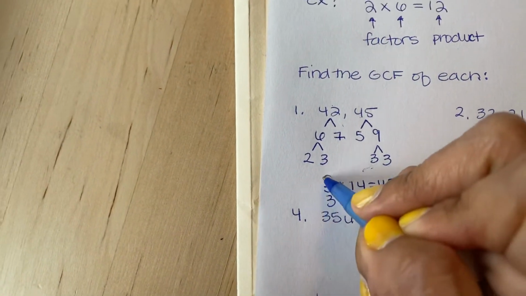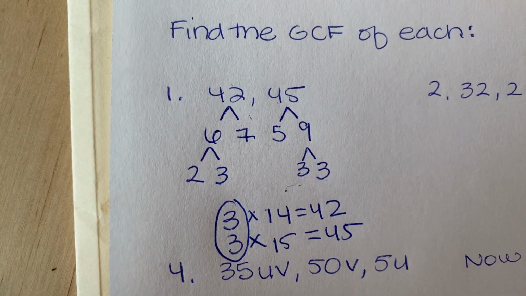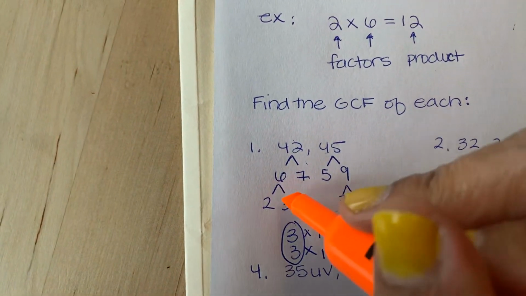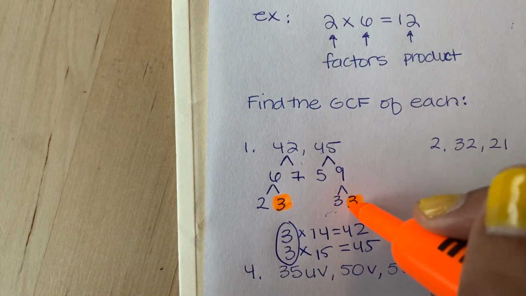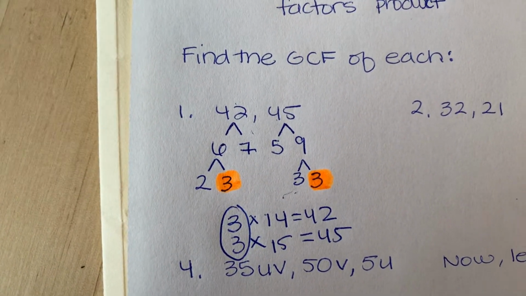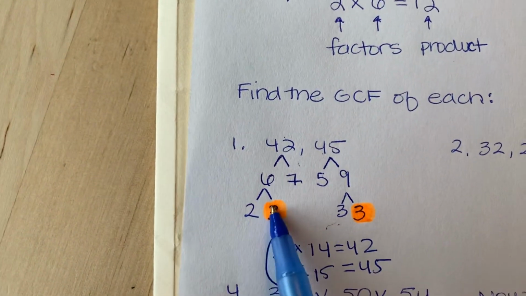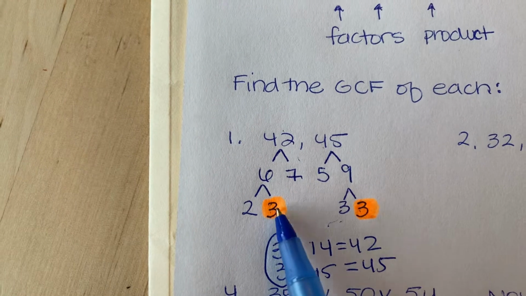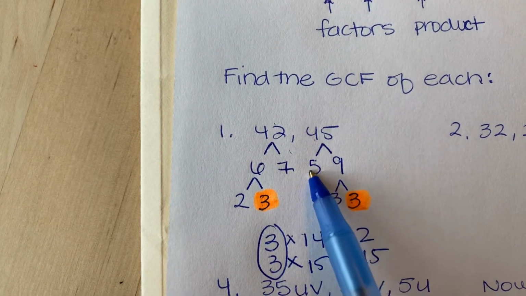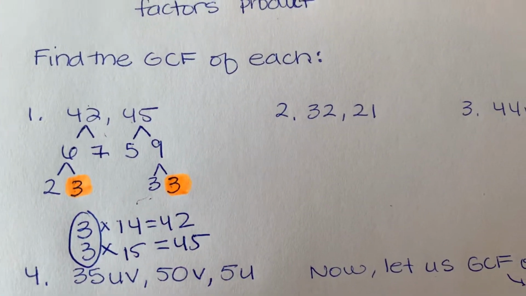So our GCF is 3, because 3 is a factor that is shared, that is common, and it's the largest number that I can pull out. Look, 2 times 3 is 6, and I can't produce a 6 here. 3 times 7 is 21, I can't get that. 2 times 7 is 14, and I can't produce that other value with these prime factors.